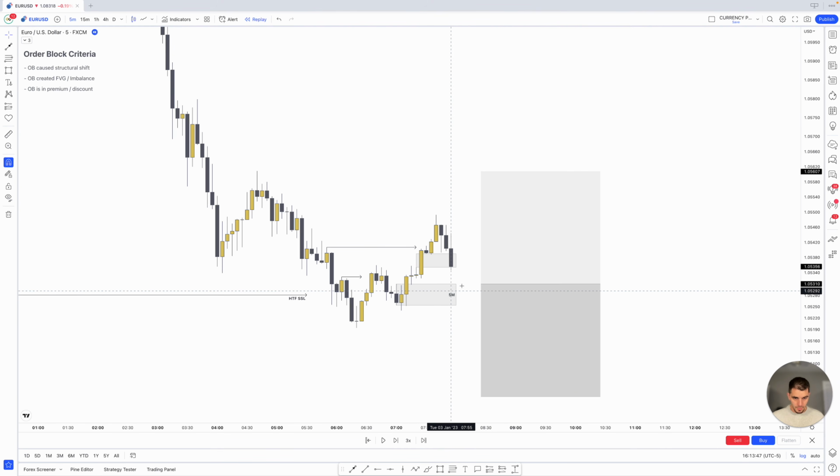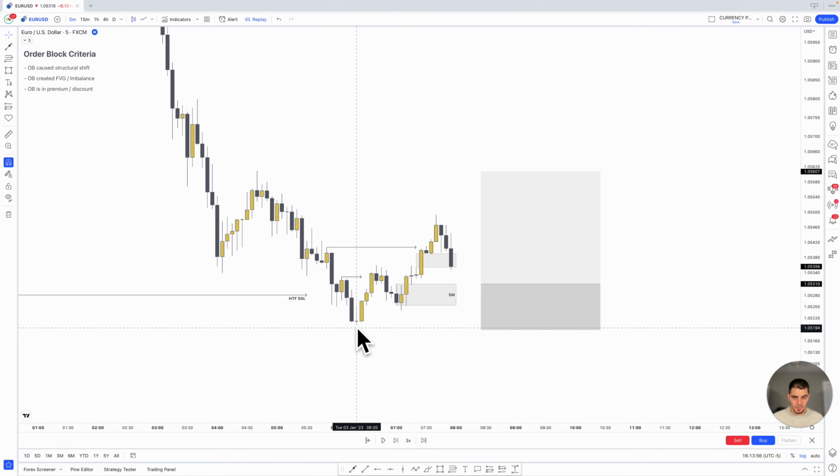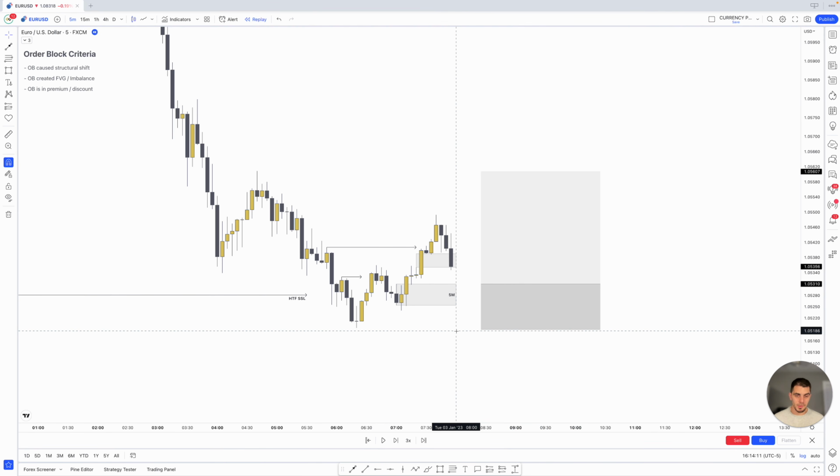So entry at the top of the 5-minute order block. Stop loss would be just below, what can we do here? 12 pips is fine. That covers the low of this candle. Technically, you could make it just cover the low of this candle. So you could go 7 pips, 8 pips. I'm going to be just a little bit more safe. I like to cover the recent low or the recent high. Just makes me feel a bit better. So 12 pips is fine.